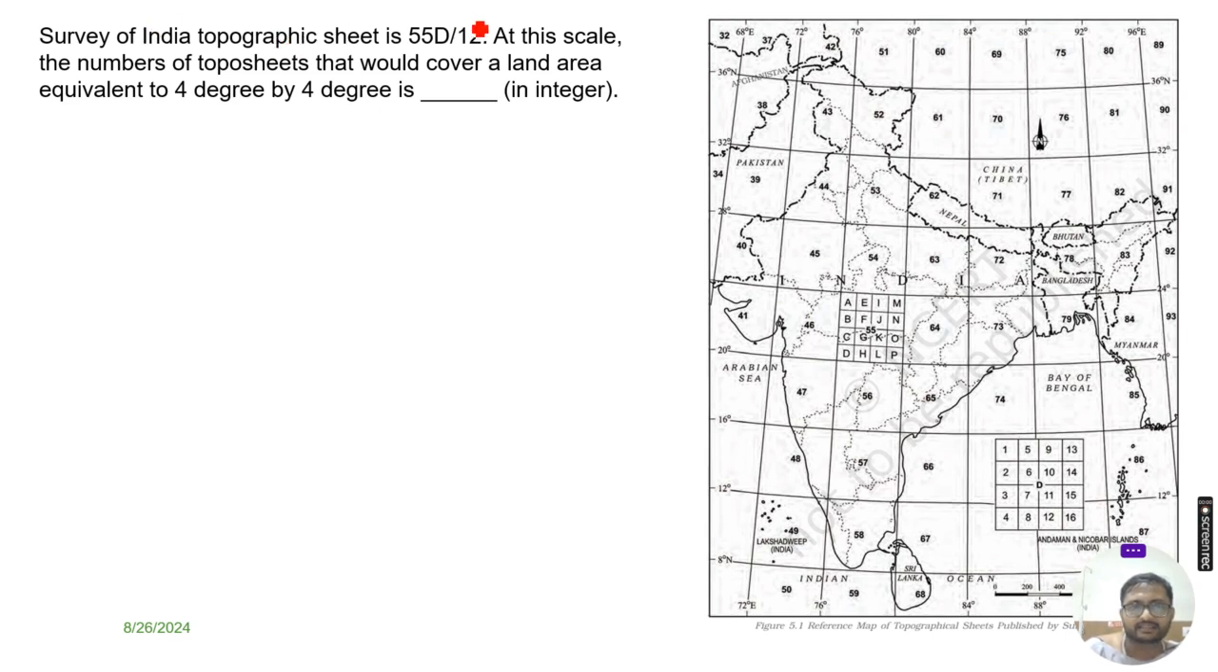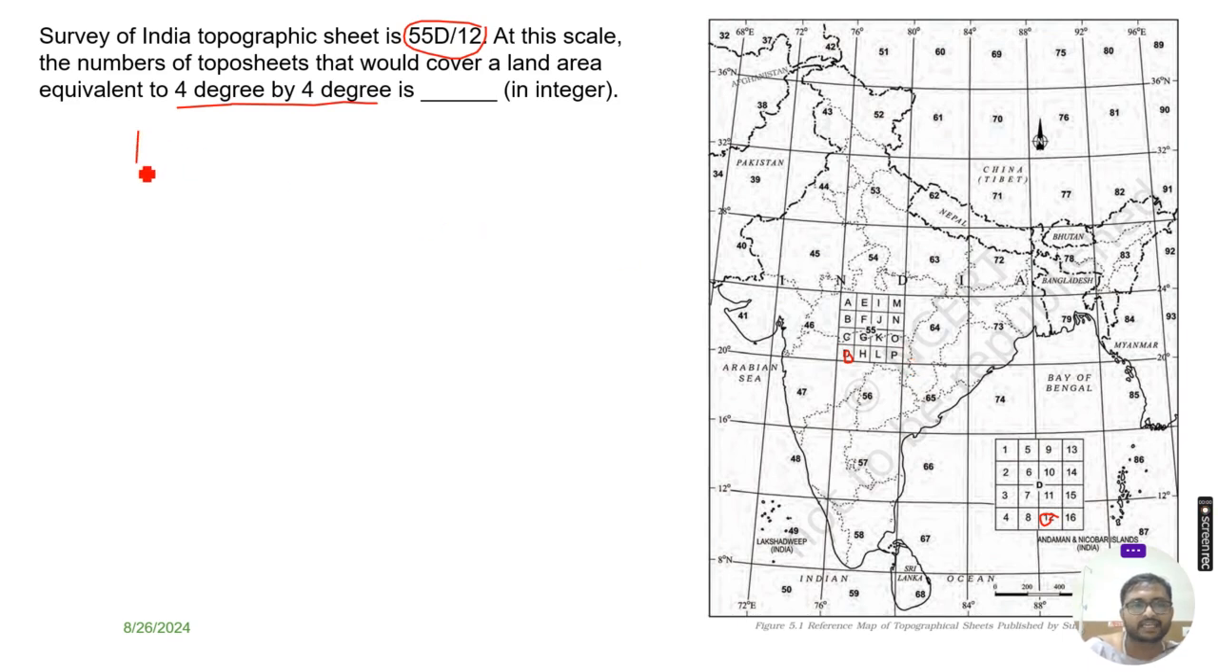Here it is saying that we have a map which is 55D12. If we have this map and we put this kind of map in a 4 degree by 4 degree area, how many of this kind of map will it have? So it is 55D12: 55D, and then in that also 12. It is equivalent to 4 by 4 degrees. This is the main 4 by 4. We are dividing into D, which means we are dividing into 4 parts.